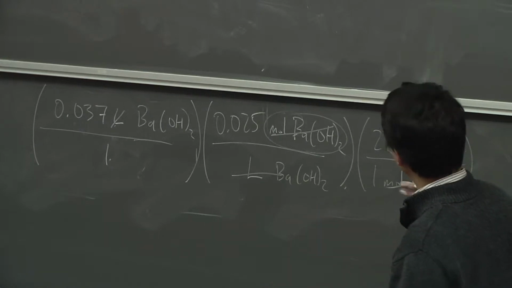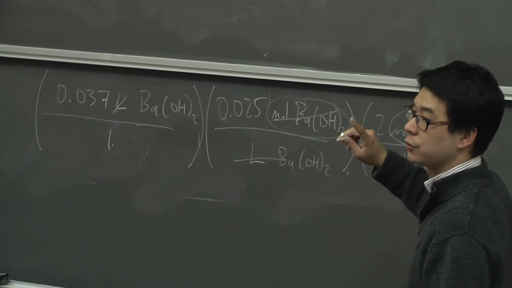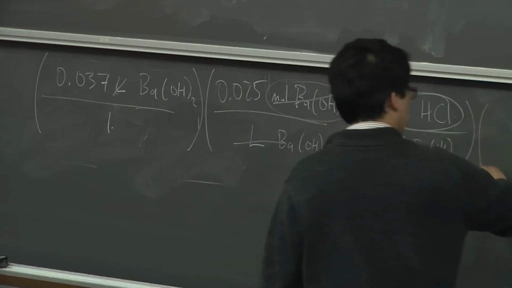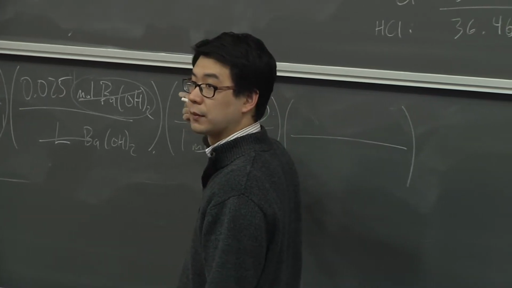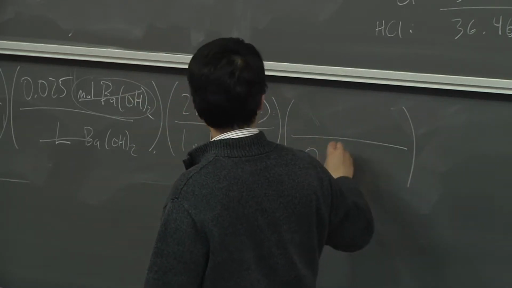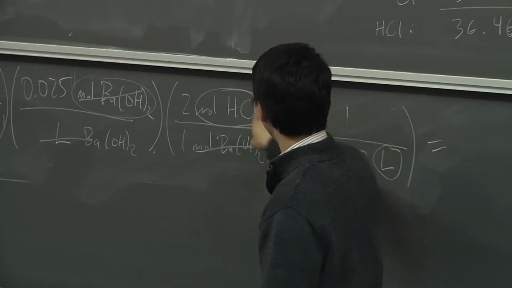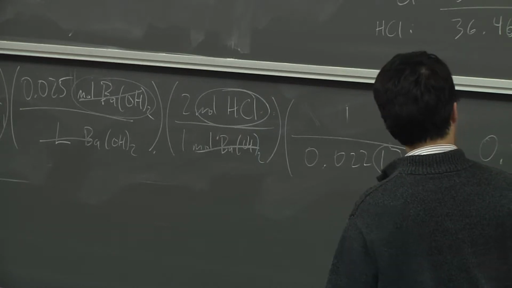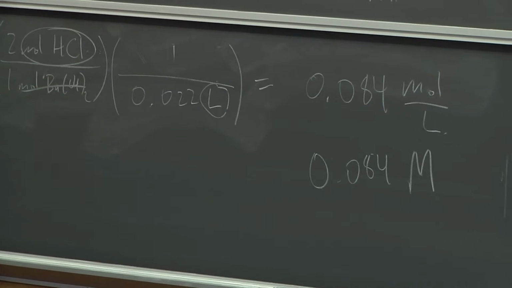Now, once I have moles of HCl, what do I want to do next? Well, I want to find out the molar concentration, which is moles per liter. I have moles. What do I need to do to get moles per liter? Divide by liters, right? And so that's 22 milliliters, divided by 0.022 liters. And that's going to give me moles per liter. And I believe the answer is 0.084 moles per liter, or if you want, 0.084 molar. Questions?